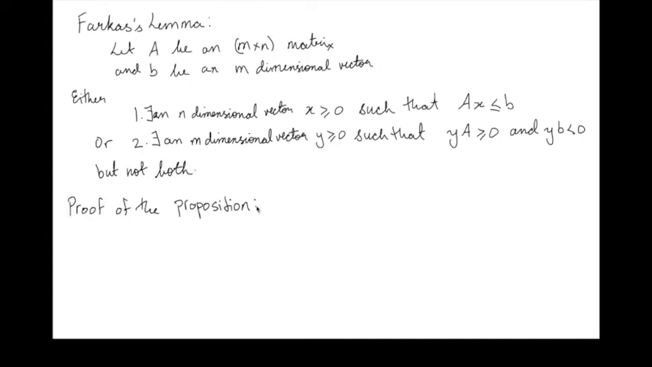Let's go ahead and start the proof of the proposition now, and we're going to appeal to Farkas' lemma in that proof. So let's say you have some strategy SI, so let SI be some strategy for player I. What we're going to show is that this strategy either has to be dominated or it has to be a best response to some belief.